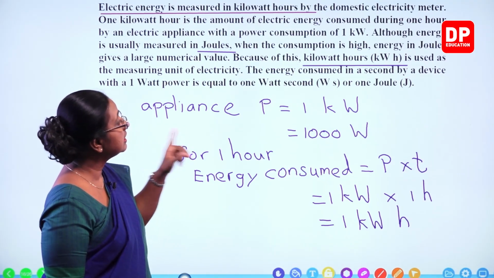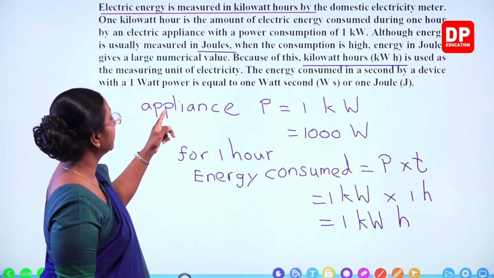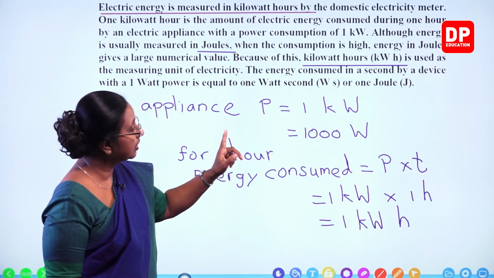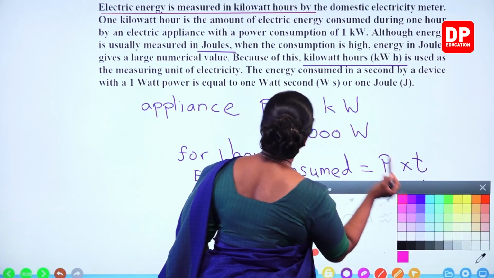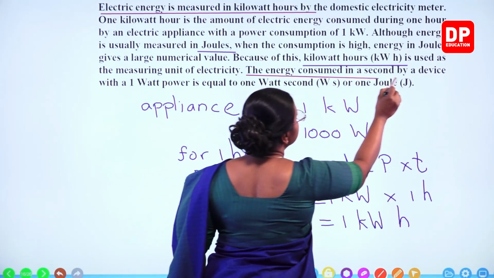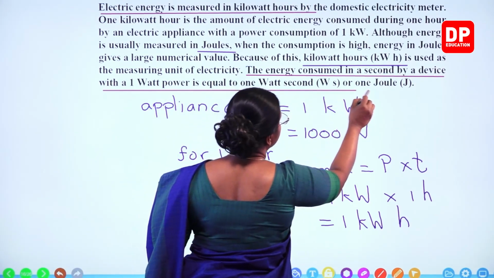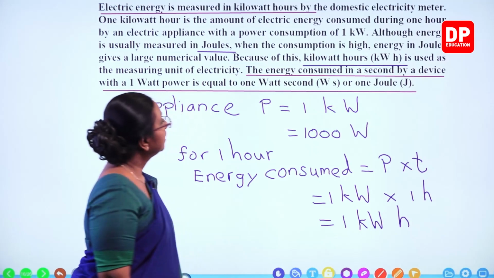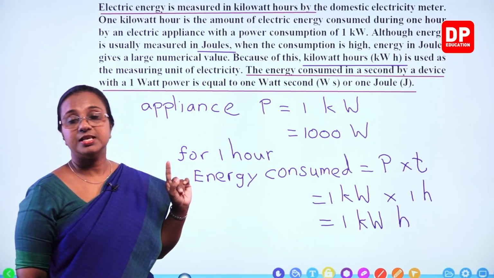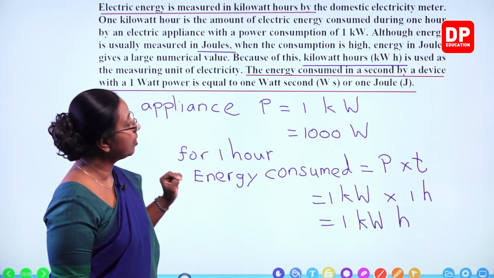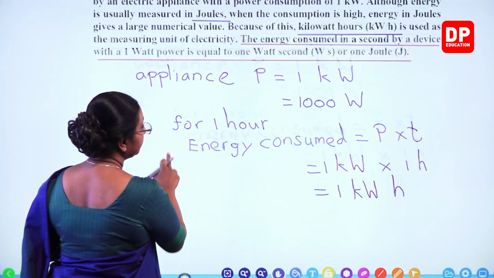The energy consumed in a second by a device with 1 watt power is equal to 1 watt second or 1 joule. That is also something you have to remember, students. It is equal to 1 watt second or 1 joule. Now, we will try to understand that.